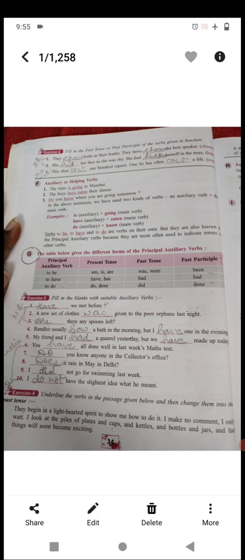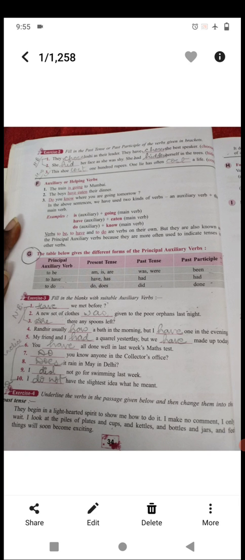Okay, so you see with the to be form in present tense you are going to use is, am, are. For past, was and were. For past participle, been. Then the to have form will change to present as has or have. In past, had, and past participle, had. Then in to do, does. In past, did, and past participle, done.